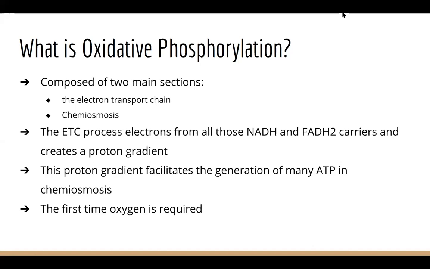So the way that not just biology and chemistry, but like the world in general works, is it favors equilibrium. And equilibrium in terms of concentration, but also equilibrium in terms of charge. So it wants the same charge on either side of the membrane, and the oxidative phosphorylation, specifically chemiosmosis, will take advantage of this desire for equilibrium. So that's how the proton gradient facilitates the generation of many ATP molecules in chemiosmosis, and it is also the first time oxygen is required, the first and only time.